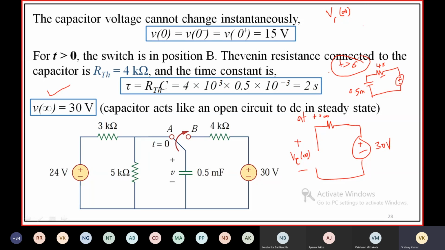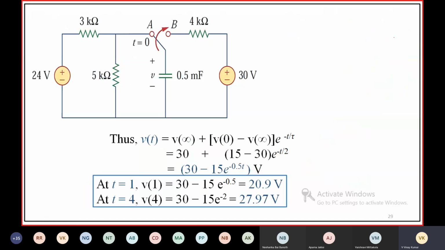If you have two resistances across the capacitor like this, what will be the time constant? Between the terminals of the capacitor, you have to find RTH. Between the terminals of the capacitor, you find RTH, and RTH into C gives the time constant.